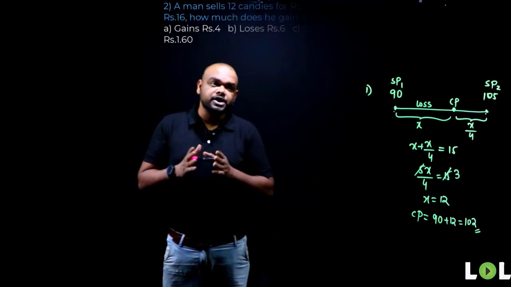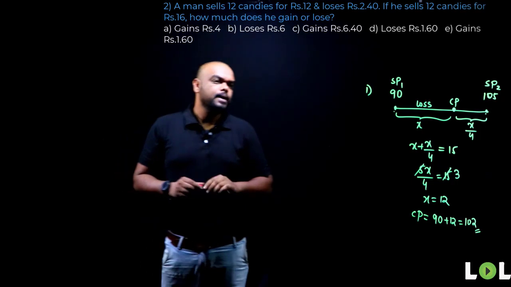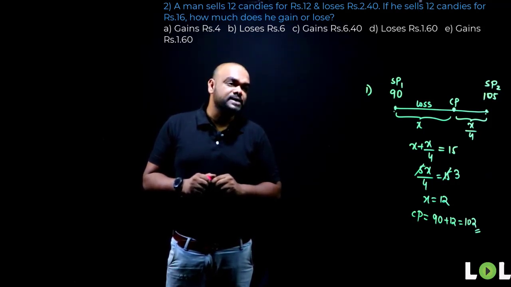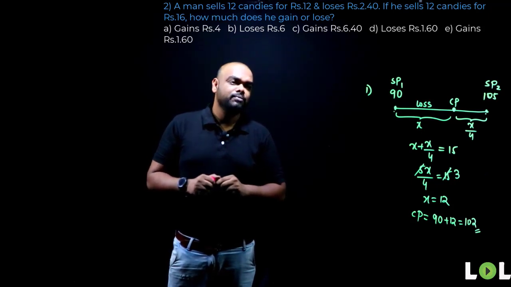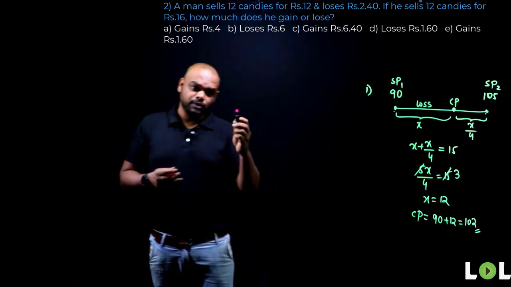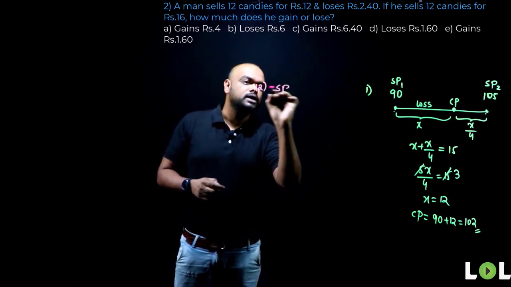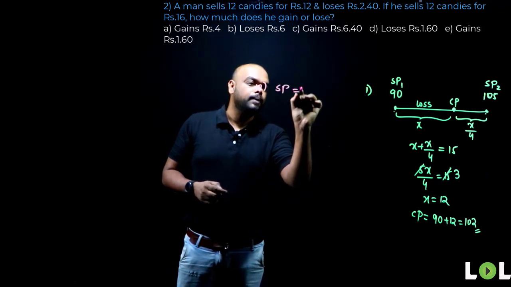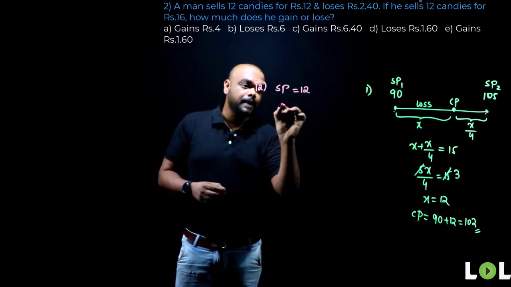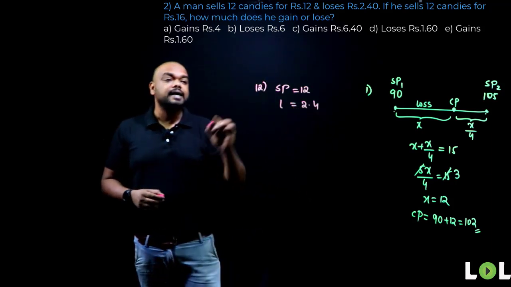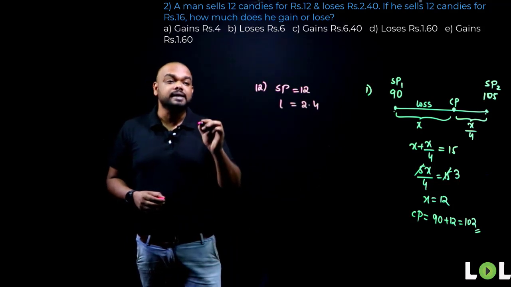Let us look at question number 2. What do we have here? A man sells 12 candies for rupees 12 and loses rupees 2.40. If he sells 12 candies for rupees 16, how much does he gain? Very simple guys. Observe, he's talking about only 12 candies. Selling price, he sold the 12 candies for rupees 12 and he made a loss of 2.4.